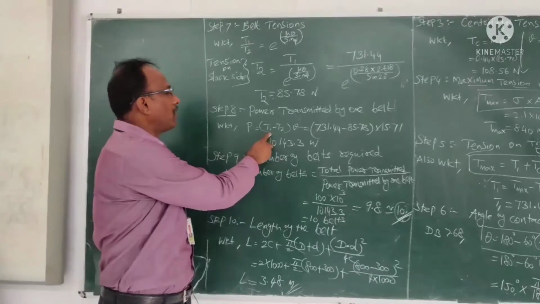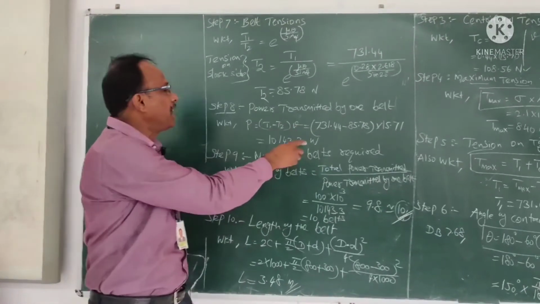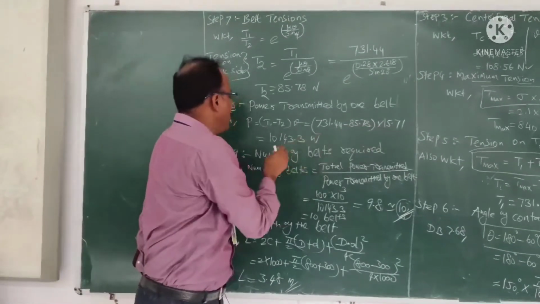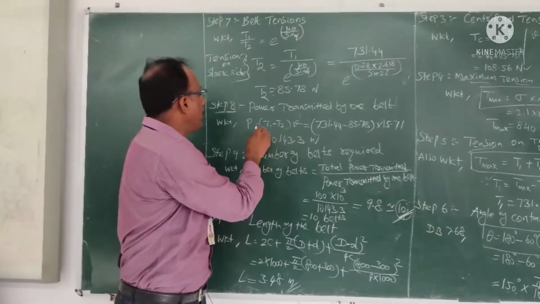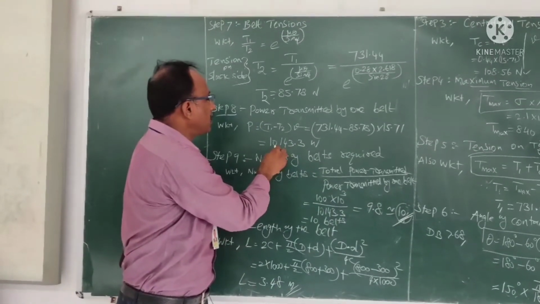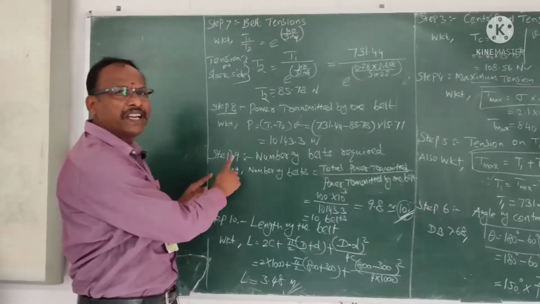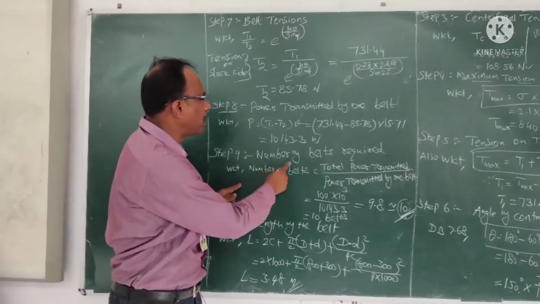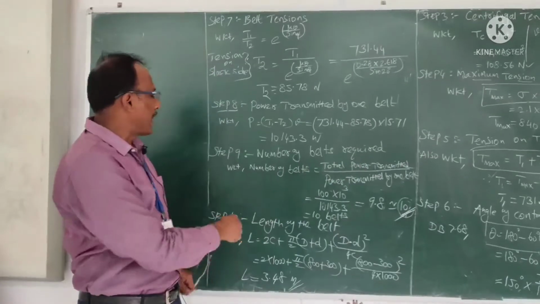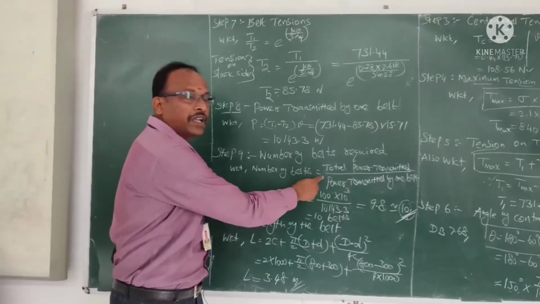Next step number 8, power transmitted by one belt. P is equal to T1 minus T2 into v. Here you substitute the value, we can get the power as 10,143.3 watts.